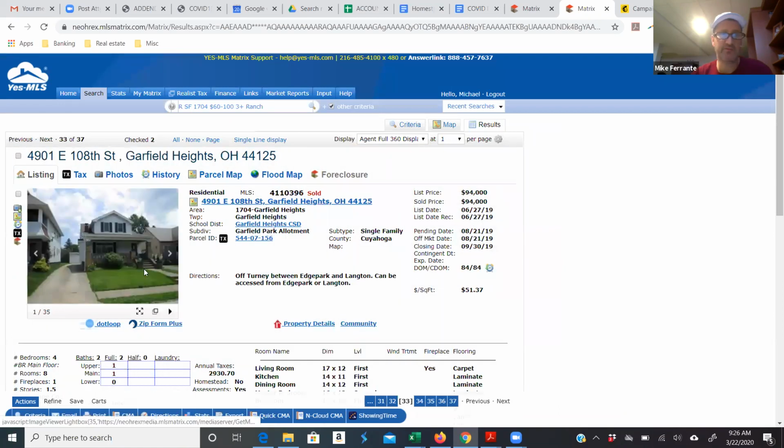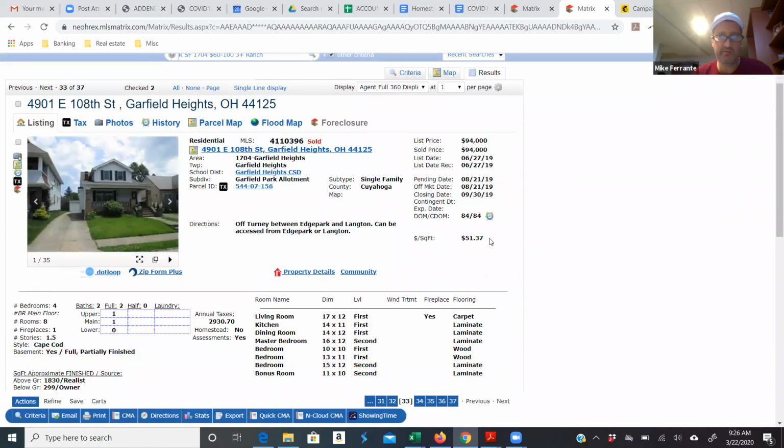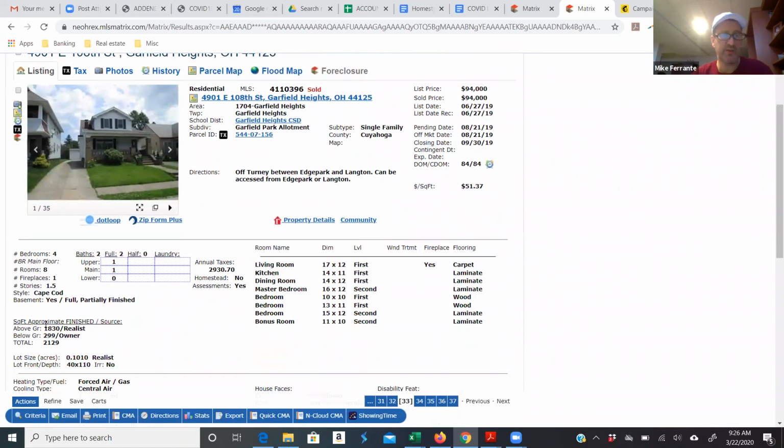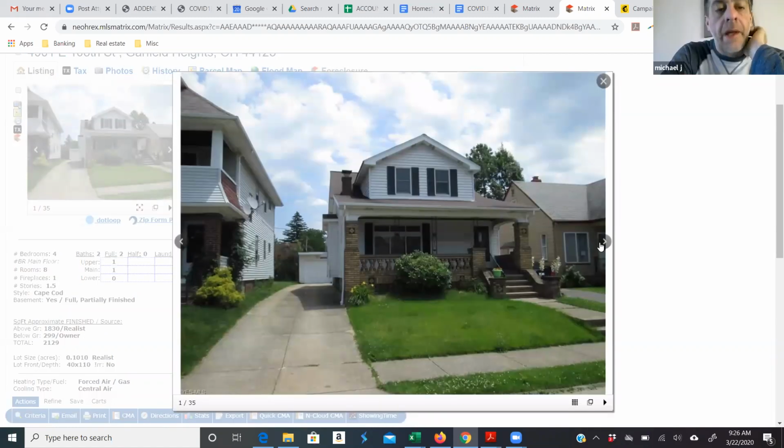So rehab houses are going for 60 some a foot. This one's only 51 because it's huge. The bigger the house, the price per foot tends to go down. So this one's probably a very nice house, but you're not going to get, what's 1830 times 65? Garfield Heights in this area is not going to support 119,000 for a house. That's why 51 a foot. Make sense? Yes, it does.